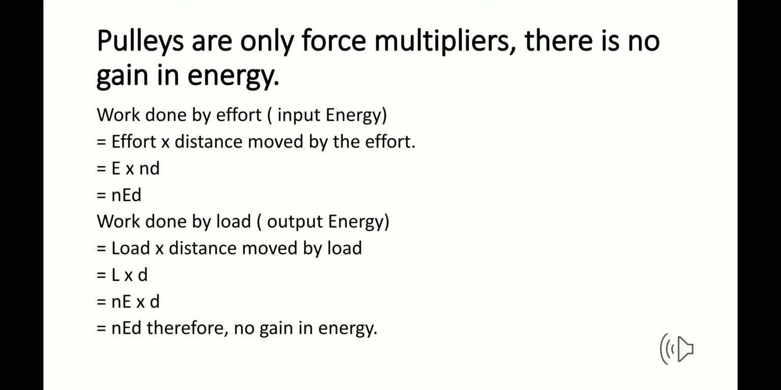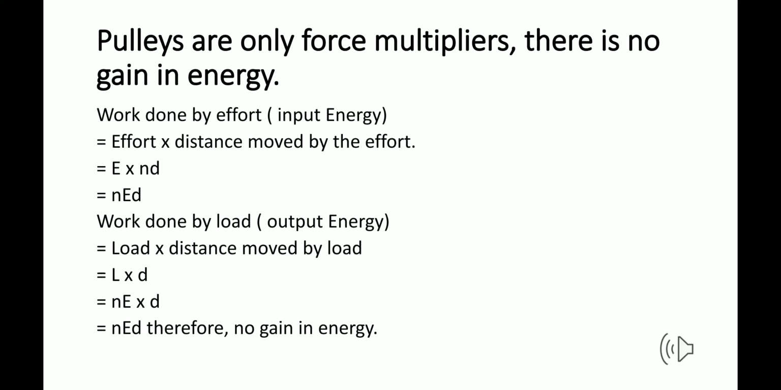Now students, you studied combinations of pulleys and how to calculate the mechanical advantage, velocity ratio and efficiency in both the cases. Now we are going to study that pulleys are only force multipliers. Which pulleys? The combination of pulleys. The movable pulleys are only force multipliers. There is no gain in energy in these cases. In the cases of pulleys, we don't have any gain in energy. Either it is a force multiplier or it will only change the direction. It does not gain in energy.